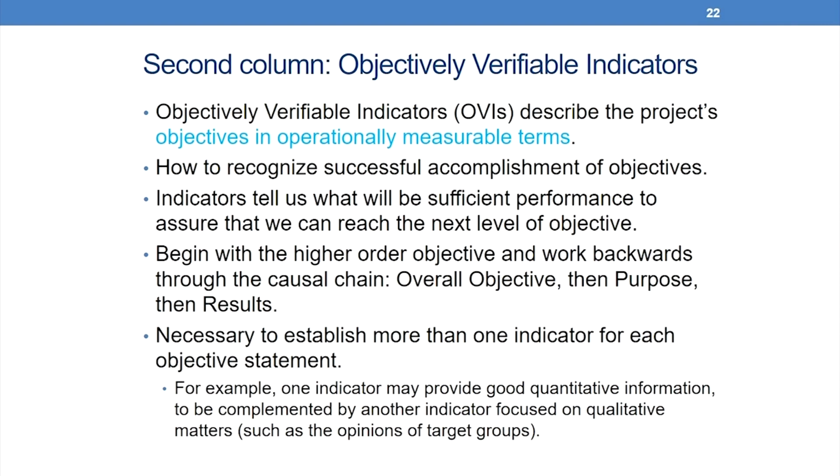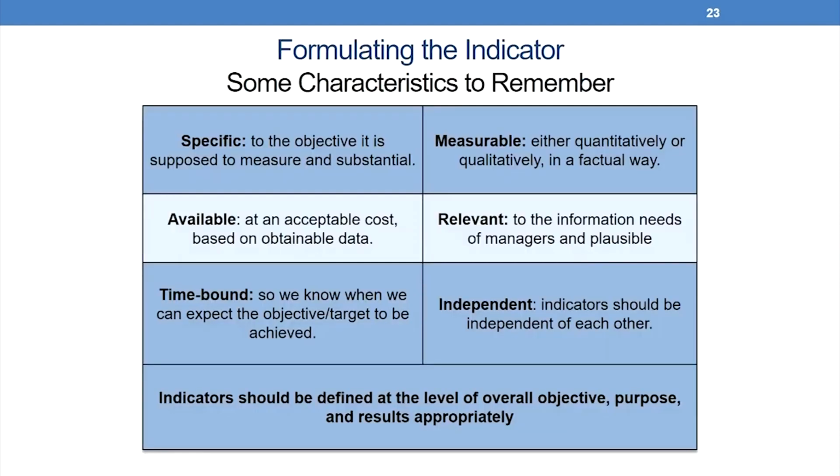We begin with the higher order objective and work backwards through the causal chain, overall objective, then purpose and results, and it is necessary to establish more than one indicator for each objective statement. For example, one indicator may provide good quantitative information to be complemented by another indicator focused on qualitative matters such as opinions of target groups. So, for formulating the indicator, some of the characteristics to remember. Specific, we have to be very specific to the objective it is supposed to measure and substantial, because that will then ensure measurability. So, first is specific.